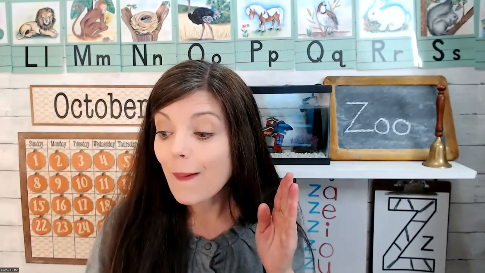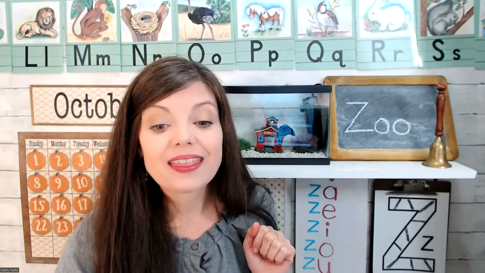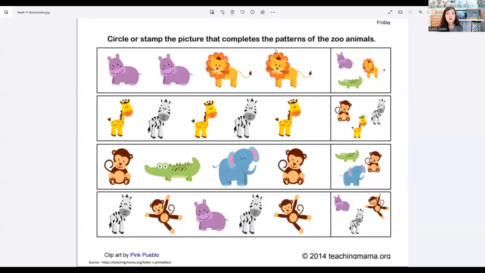So now that means it's time for math. And for math today, we're going to be doing zoo animal patterns. Now, a pattern is something that repeats again and again and again. Here we have a hippo, and another hippo, and a lion, and a lion. This entire thing is going to repeat. Hippo, hippo, lion, lion.